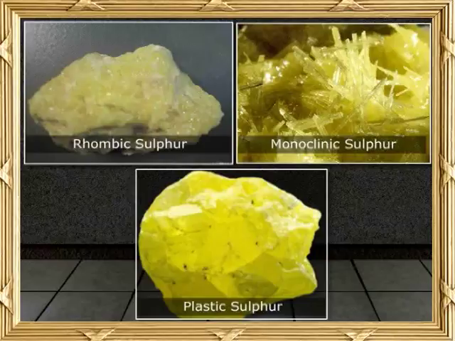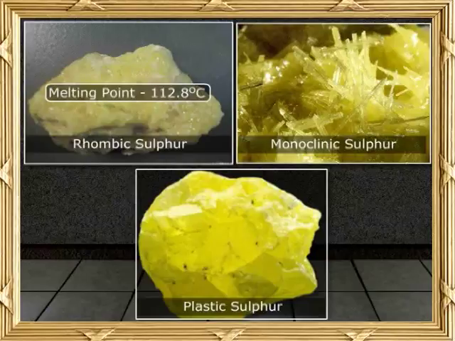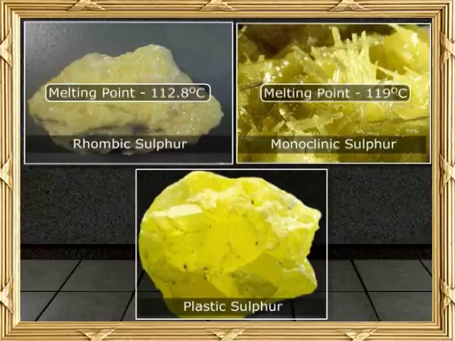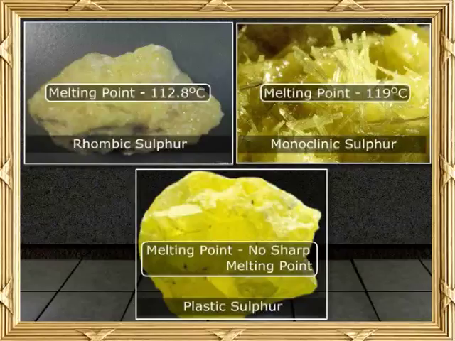Now what about their melting points? Melting point of rhombic sulfur is 112.8 degrees Celsius. The melting point of monoclinic sulfur is 119 degrees Celsius. Plastic sulfur has no sharp melting point.